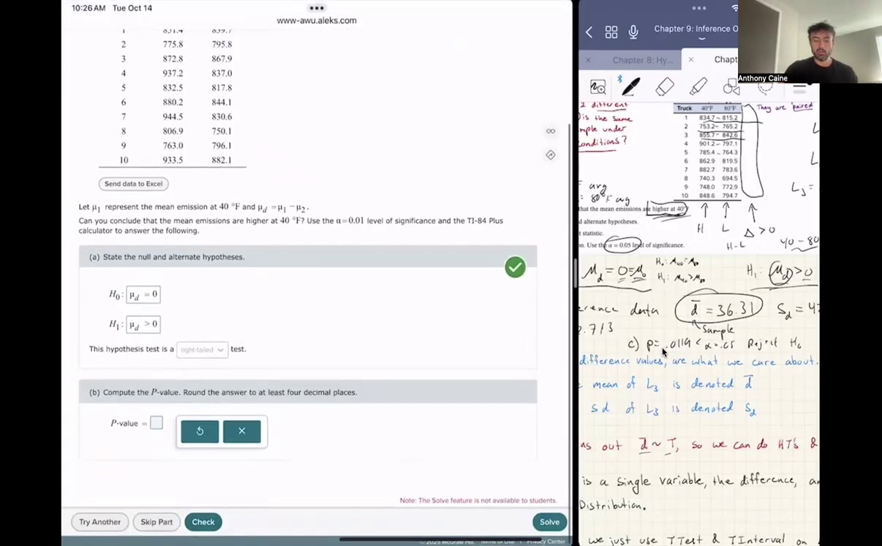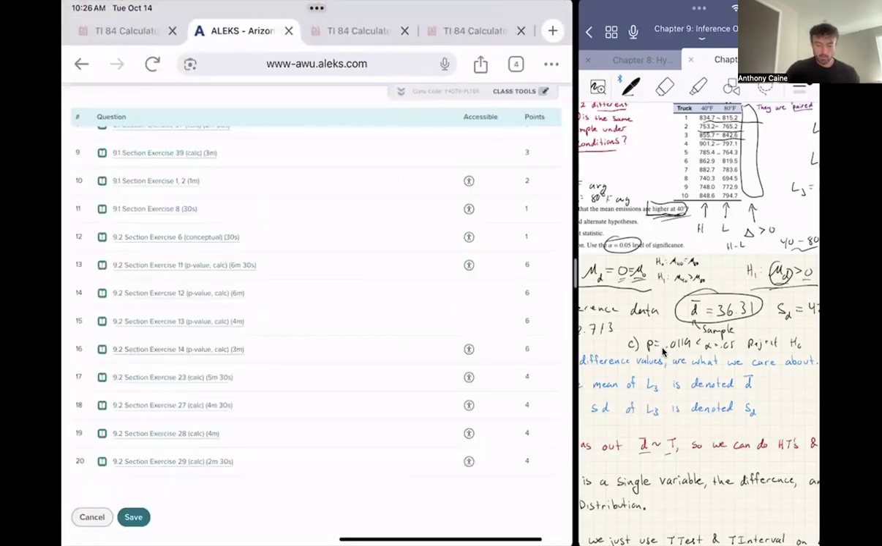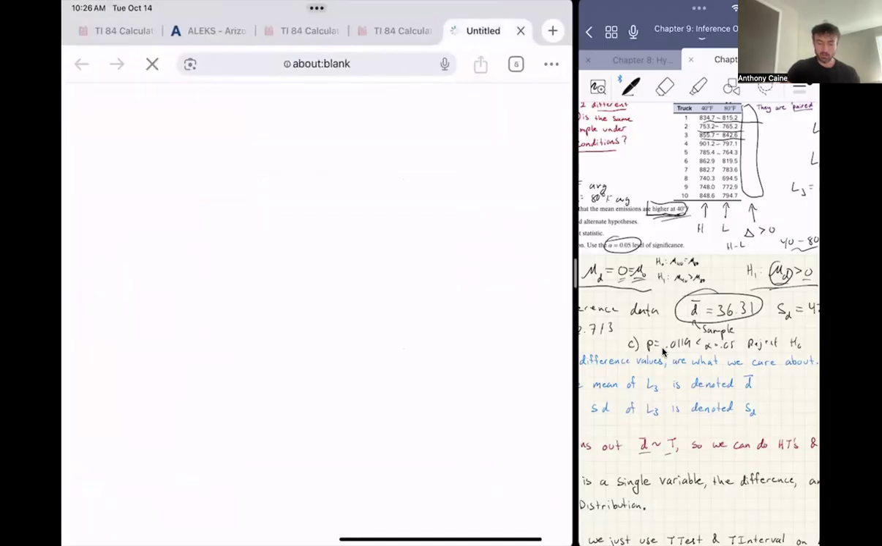Let's check that. Boom. What's the p-value? I don't want to enter all that, so let's just see what else we got here. That was question 16 on the part one homework. Let's take a look at question 18 on the part one homework.